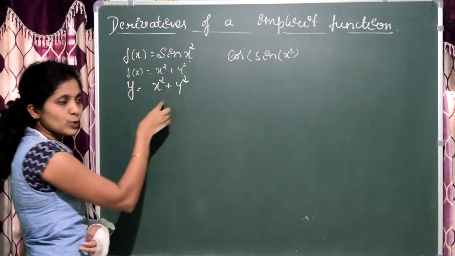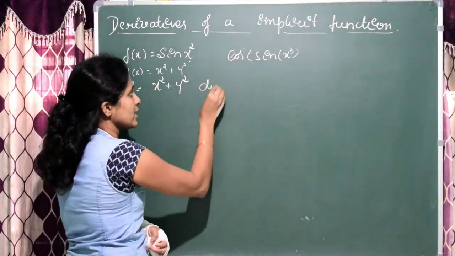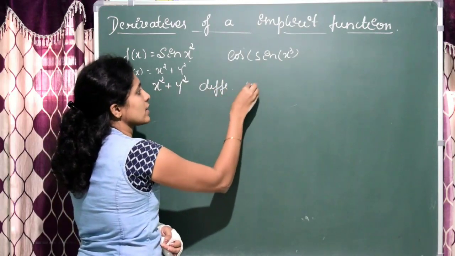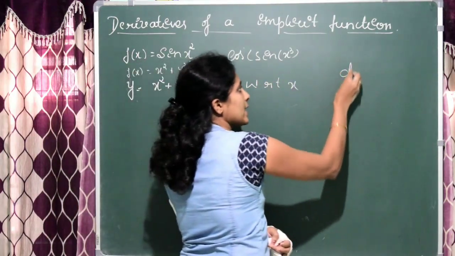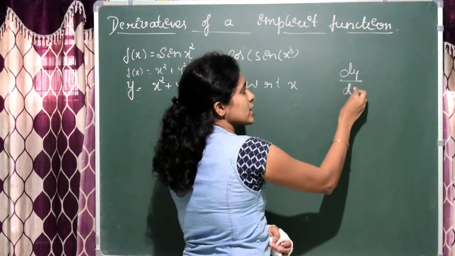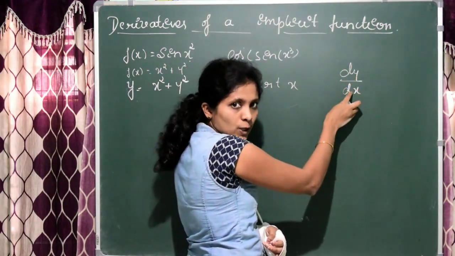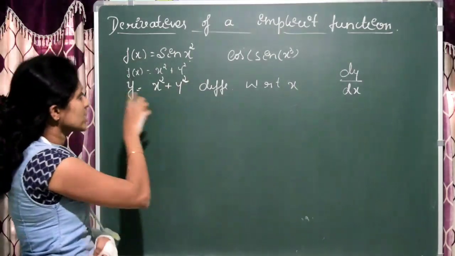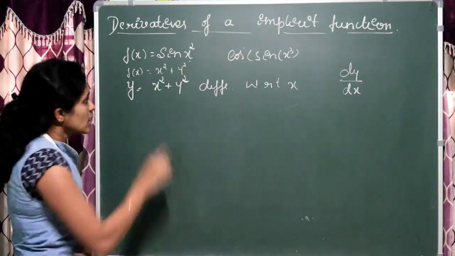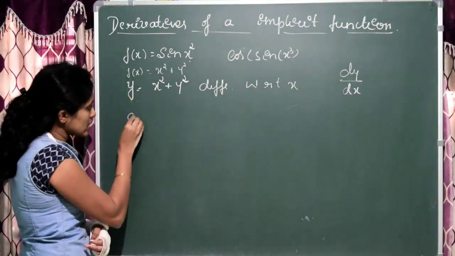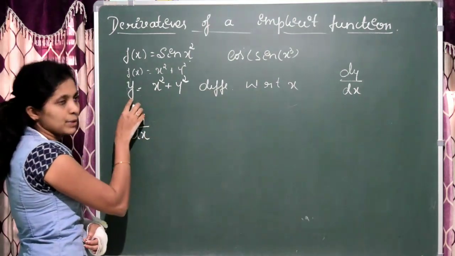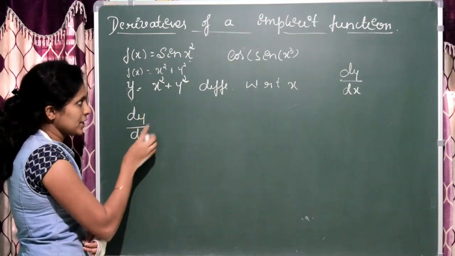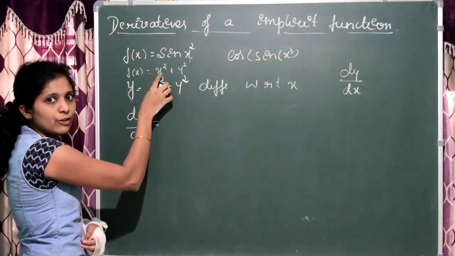Anyway, now you have to differentiate the function with respect to x. Is it clear? Now if I write dy by dx, you are differentiating the function y with respect to x. Here similarly you have to differentiate this function with respect to x. So now y will be this, and this is dy divided by dx.